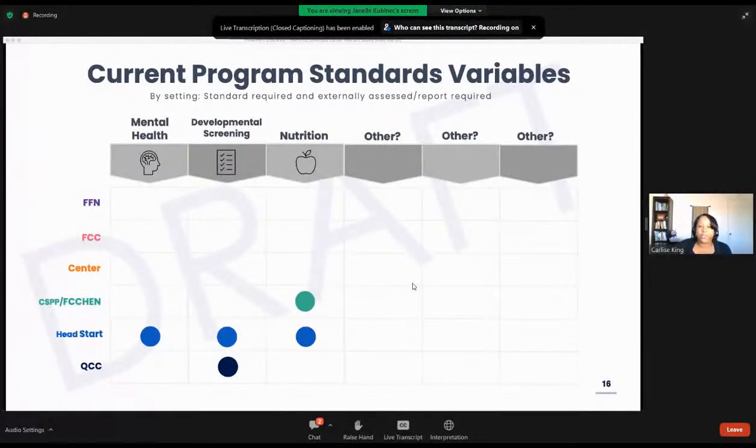In this table, you see program goals that are related to mental health supports, developmental screening, and nutrition. And I know part of your role is thinking, are there other standards that need to be supported here that are not reflected? And I think there were some comments earlier to that effect. And then on the next slide.